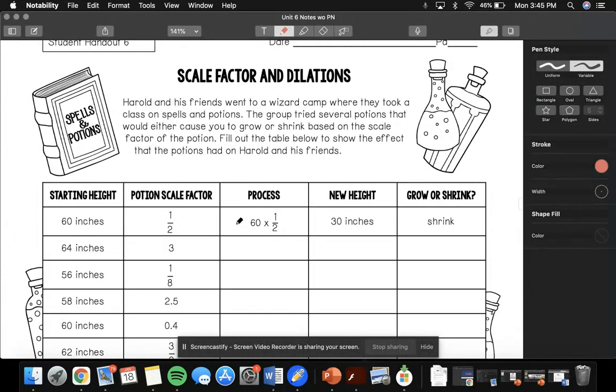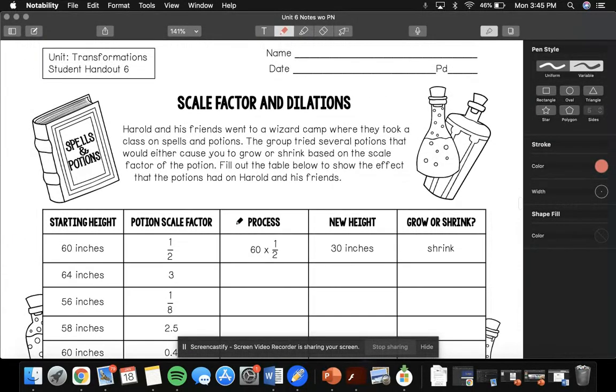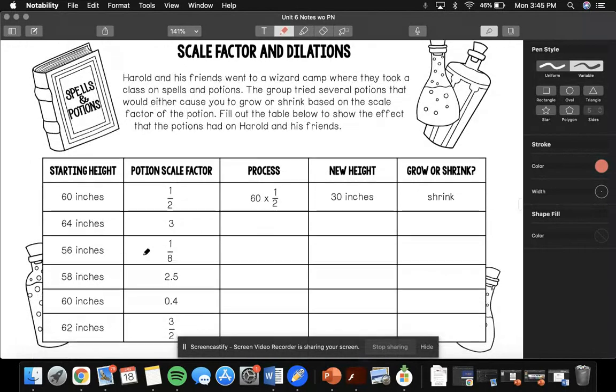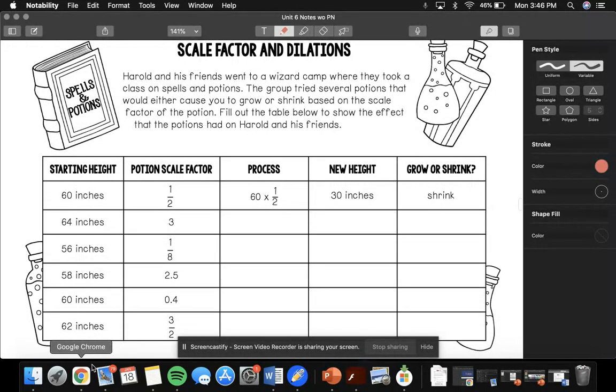Okay, all right, so we're going to start off with just a little intro. Harold and his friends went to Wizards Camp where they took a class on spells and potions. The group tried several potions that could either cause you to grow or shrink based on the scale factor of the potion. Fill out the table below to show the effect the potions had on Harold and his friends. Okay, so we have 6 people. We have different scale factors.